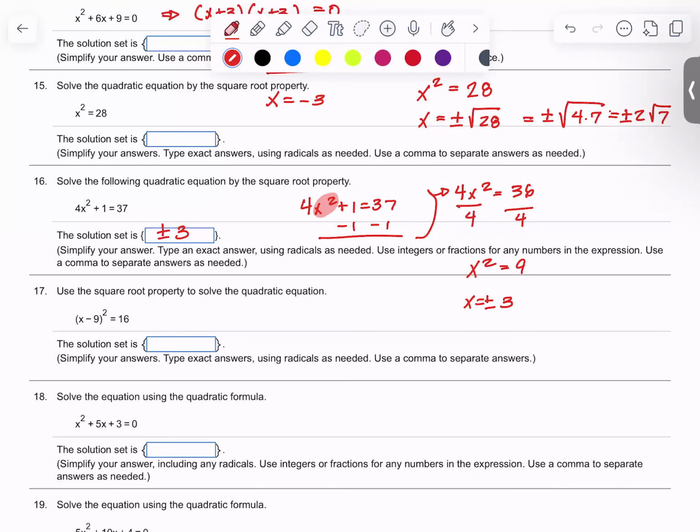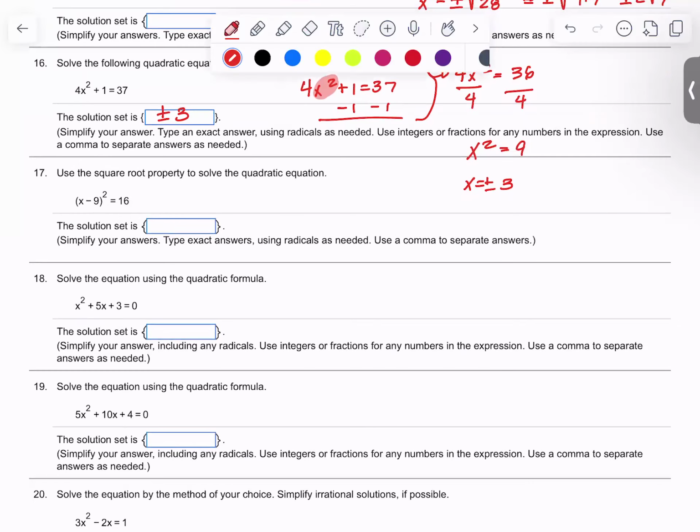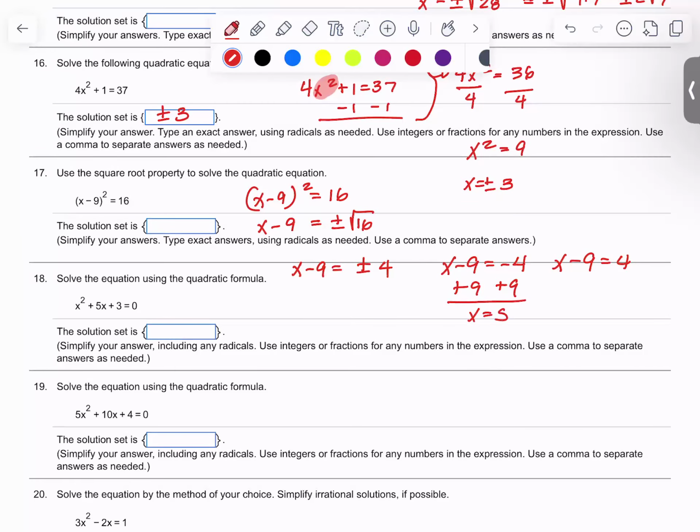All right, by using the square root property, so I have x minus 9 squared is equal to 16. Take the square root of both sides. X minus 9 is plus or minus the square root of 16, which is 4. Square root of 16 is 4. So let's write this over here. X minus 9 is either negative 4 or x minus 9 is positive 4. Add 9 to both sides. So x is either 5 or, add 9 to both sides, x is 13. So 5 or 13.